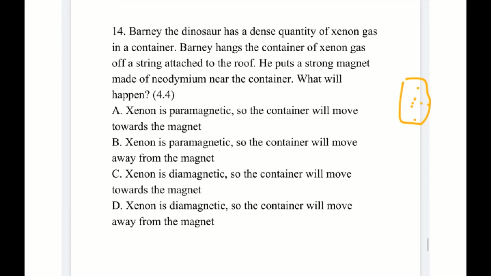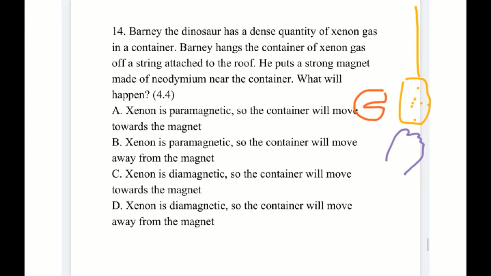Barney hangs the container of xenon gas off a string attached through the roof. So let me draw Barney's purple hand. And then he puts a strong magnet made of neodymium near the container. So he has this super cool magnet that he's going to use. So this magnet is going to look like that.